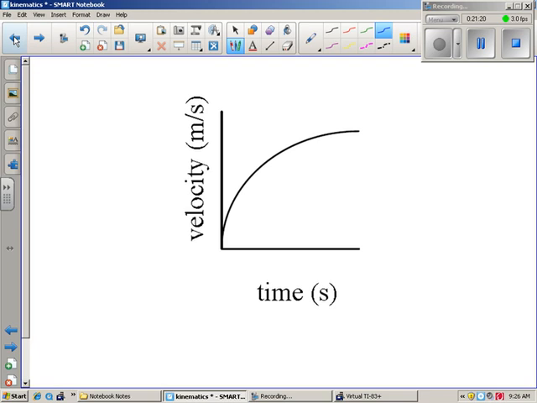And we have our velocity time graph that curves like this. Is the object speeding up here? Yes. So what does this mean? It's a decreasing acceleration. So it's speeding up, but as time goes by, it's not speeding up as quickly as it was before, but it's still speeding up.